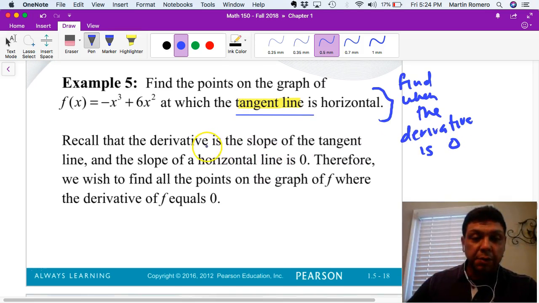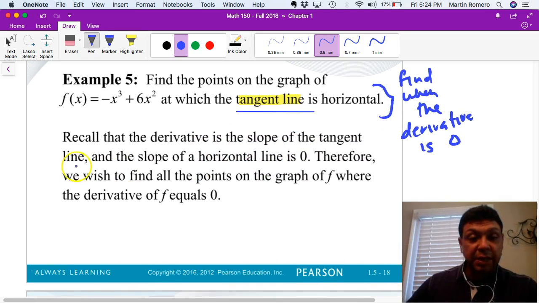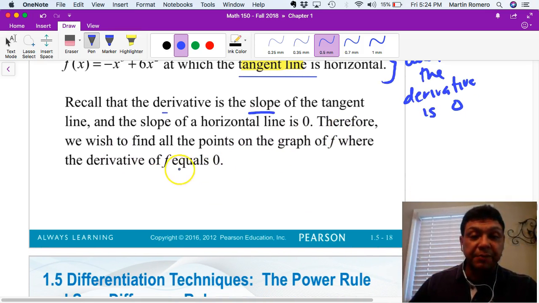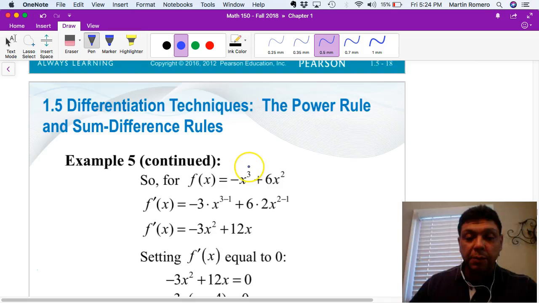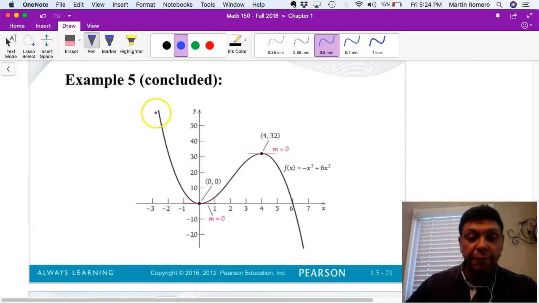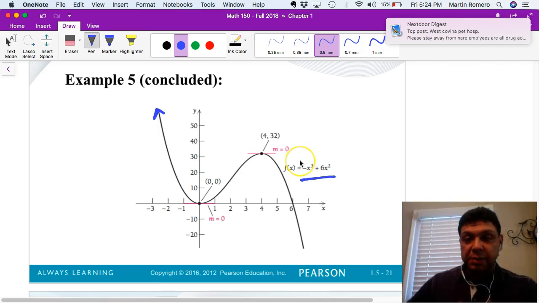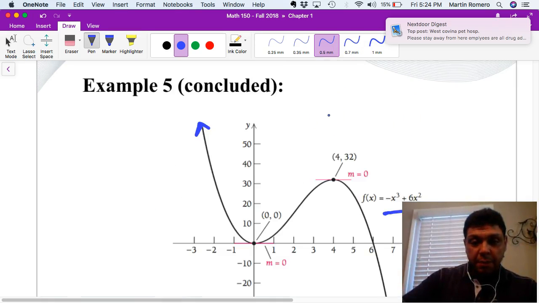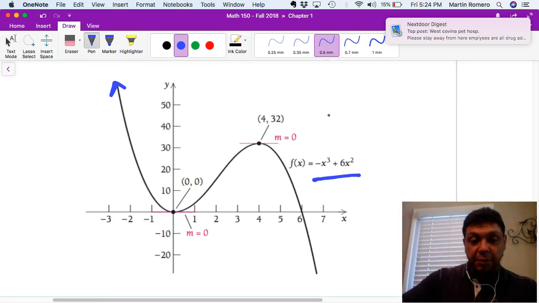Recall the derivative is the slope of the tangent line. The derivative, the slope, that's the value, not the equation, but the value. Therefore, we wish to find all the points on the graph where the derivative of f equals 0. Coming back to here, this is the graph of the function f of x, x cubed plus 6x. There's the graph right there.